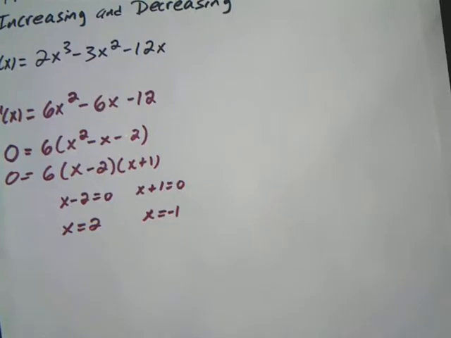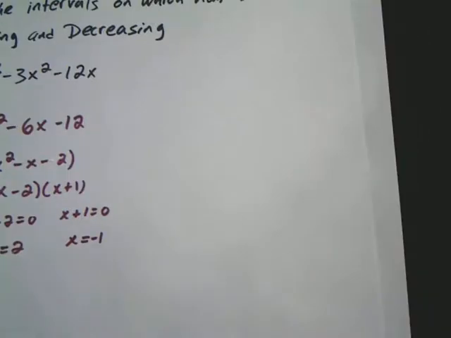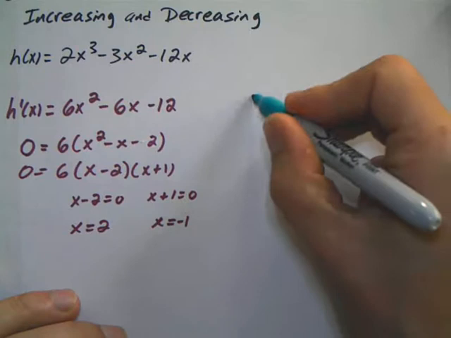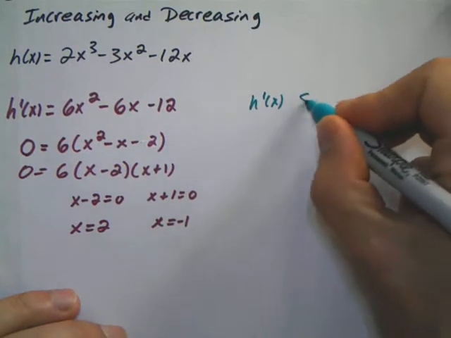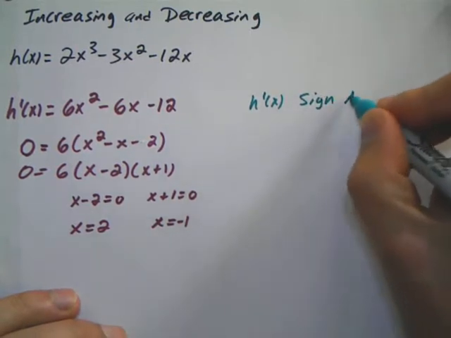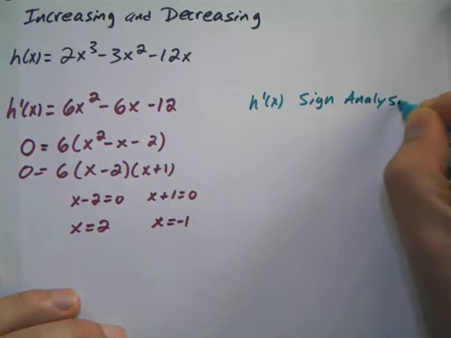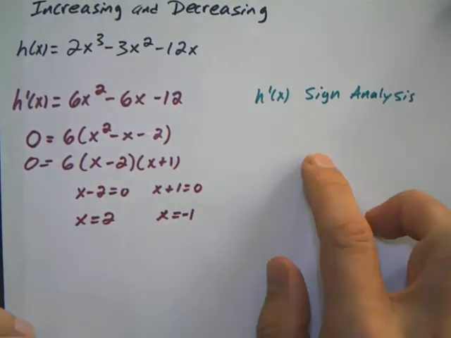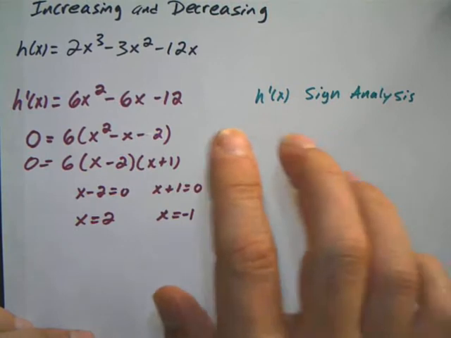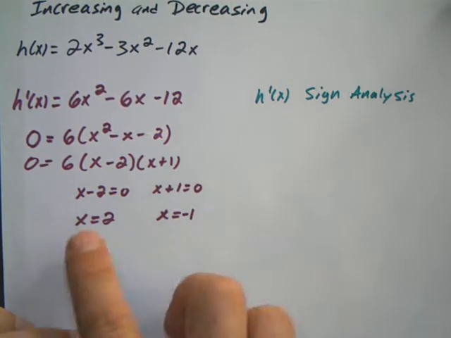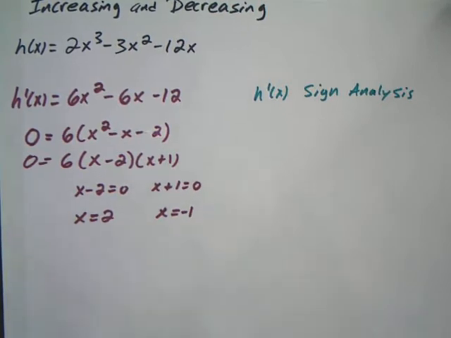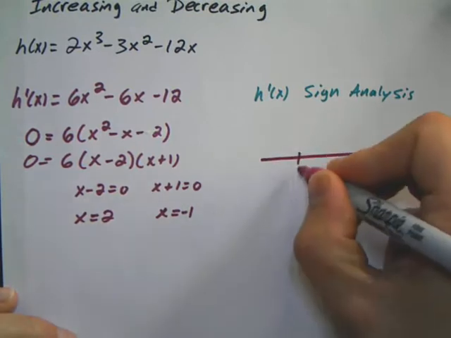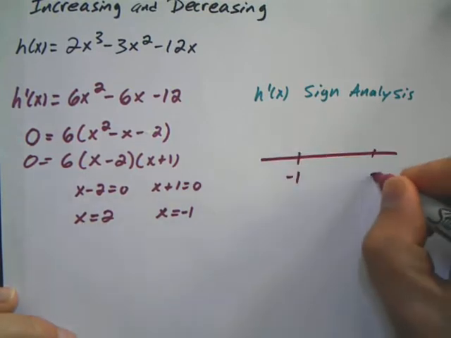So now I have to do the sign analysis to figure out where it's positive and negative. So h prime sign analysis. Alright, so what I do, kind of like we were doing for the motion problems, figuring out when the velocity was positive and negative, I got to figure out where my derivative is positive and negative. So if I put these on a number line, it's going to go negative 1 and positive 2.